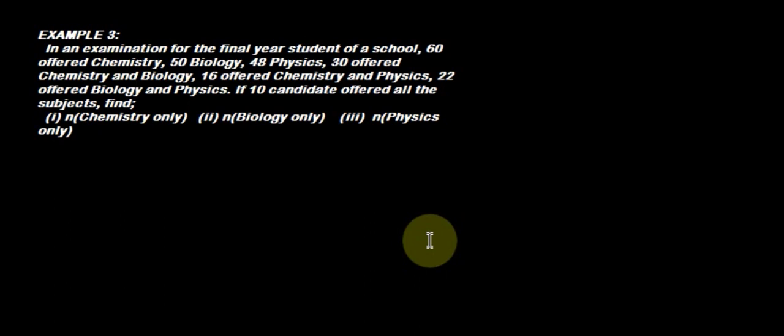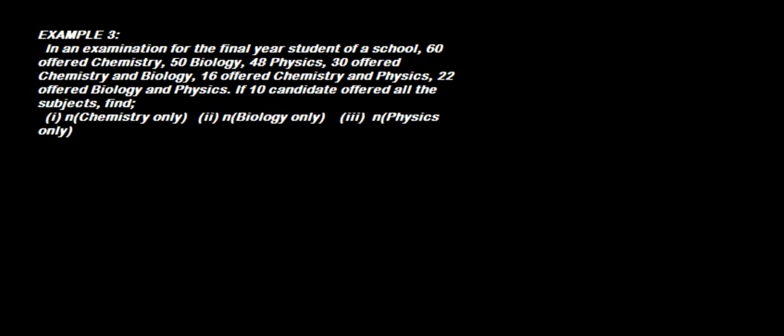Here we have a third example. This question says, in an examination for the final year students of a school, 60 offered chemistry, 50 biology, 48 physics, 30 offered chemistry and biology, 16 offered chemistry and physics, 22 offered biology and physics. If 10 candidates offered all the subjects, find one, the number of people offering chemistry only, two, the number of people offering biology only, three, the number of people offering physics only.